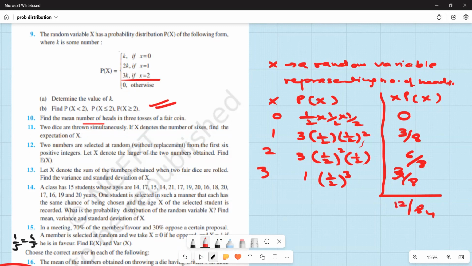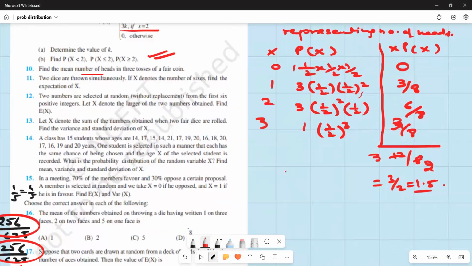So 12 by 8. So that is 4 3s are 12, 4 2s are 8. 3 by 2. So that is 1.5. Right? Because the cases we have in the Pascal triangle is 1, 3, 3, 1. No? I had by mistake written 3. Next.